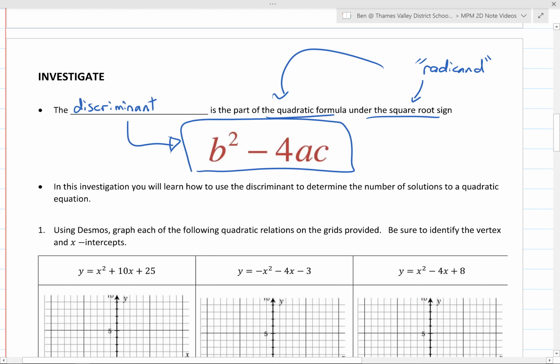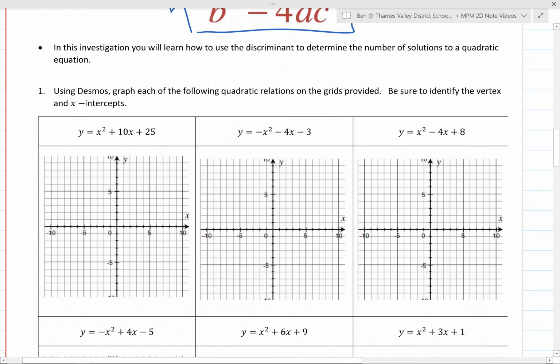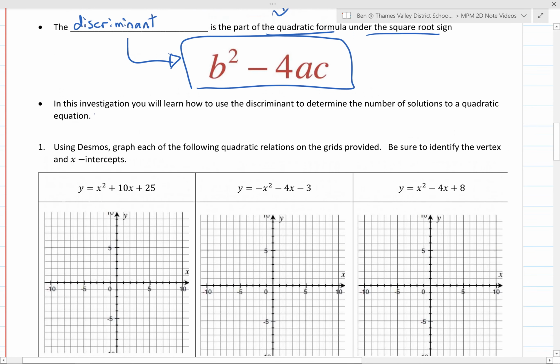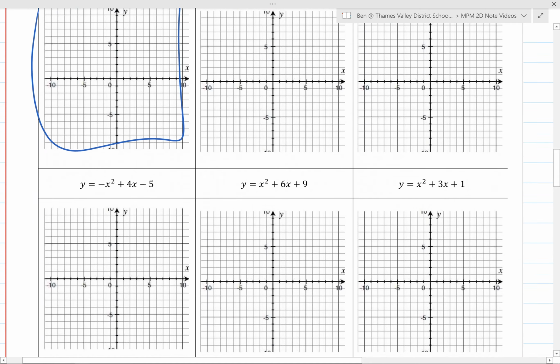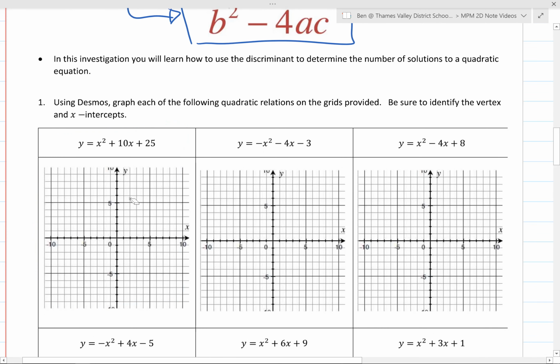Okay, we are going to play around with the discriminant. We'll calculate the discriminant for various quadratic equations, and we'll sketch these quadratic equations, and we'll see if we can come up with some kind of a pattern. So in here, I'm just going to walk you through the very first one, although there are, I believe, 6 for you to go through. We're going to use Desmos to graph each of the following quadratic relations, and we're going to plot the vertex and any x-intercepts that are involved.